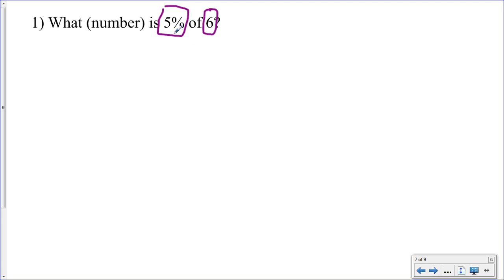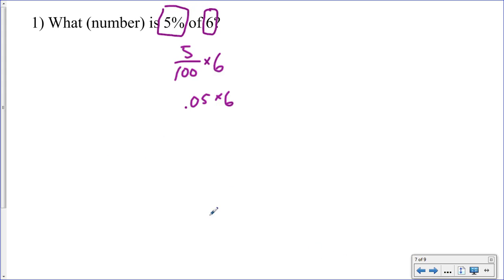Now, probably this one is pretty straightforward. 5% of 6 is just 5/100 times 6, which you could also write as 0.05 times 6. Now, if you didn't see that, well, change one of these two quantities to a number that is very easy to calculate in your head, and then figure out how you would calculate that if it weren't the easy number.